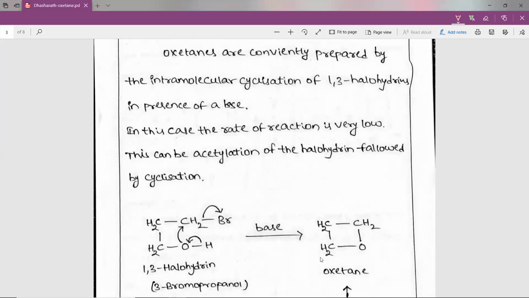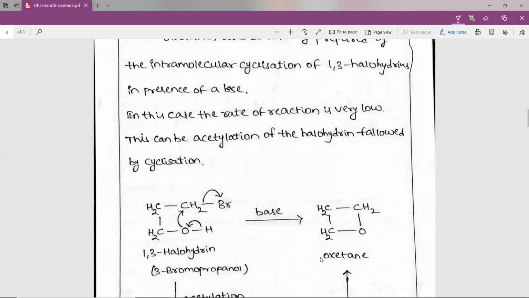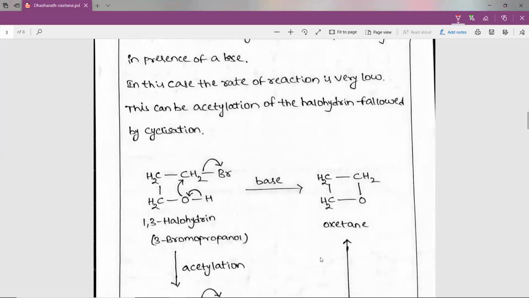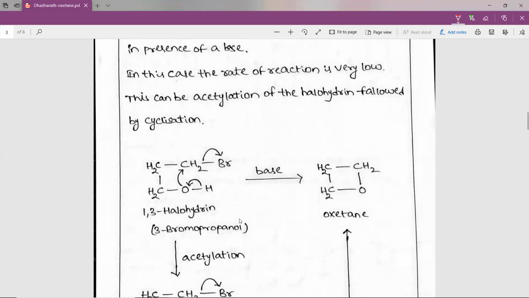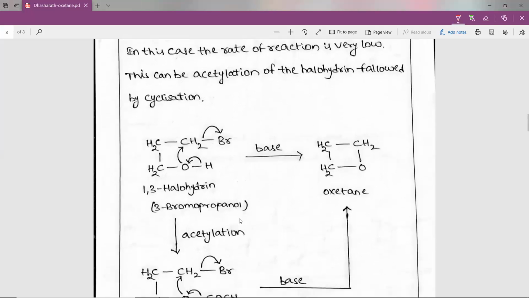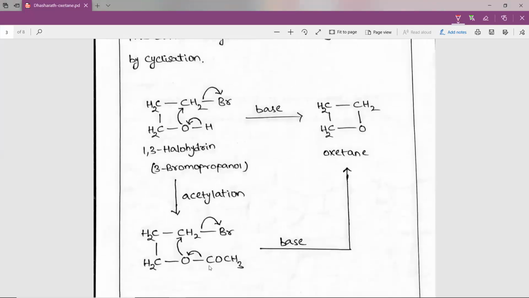resulting in the formation of oxetanes. The rate of the reaction when halohydrin is converted into oxetane is very slow. Therefore, the halohydrin is converted to its corresponding acetyl derivative, OCOCH3. Then we can increase the rate of the reaction. The product formed is the same, oxetane. It is also an internal nucleophilic attack of the acetate.